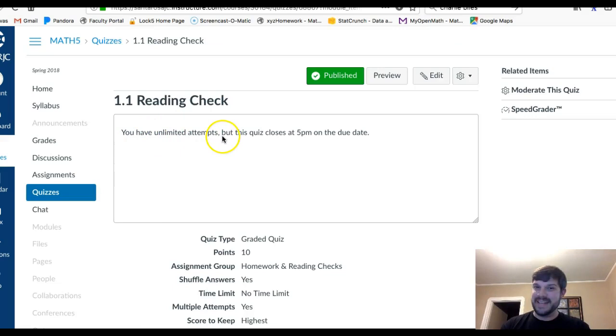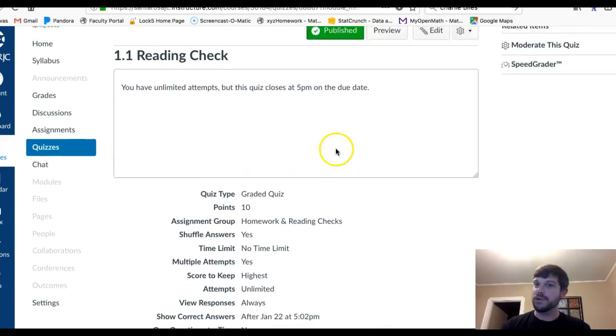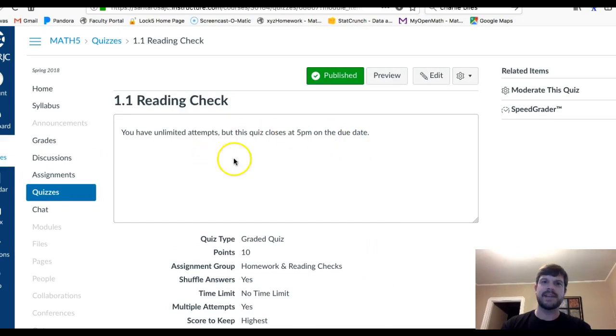You do have unlimited attempts, but the quiz closes at 5 p.m. So our class meets at 5:30. These reading checks are going to be due pretty much every Monday and Wednesday at 5 p.m. And you can go through and do them as many times as you want to try to get full points. Think of these as low stakes quizzes. I just want to make sure you've seen the definitions, looked at a couple examples.